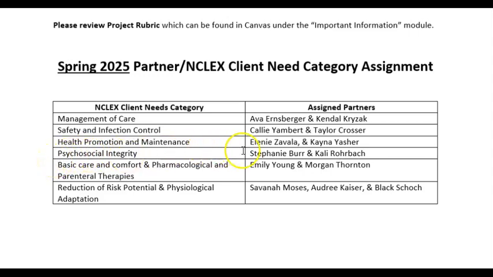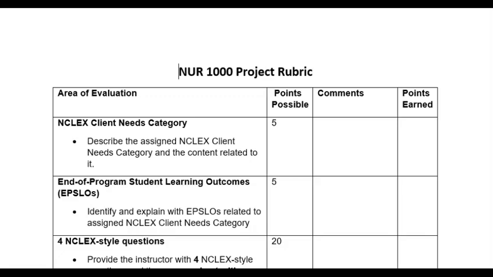Psychosocial integrity is Stephanie and Callie. Basic care and comfort, as well as pharmacological and parenteral therapies, are Emily and Morgan. And reduction of risk potential and physiological adaptation are Savannah, Audrey, and Blake. Okay, so now let's look at our rubric.